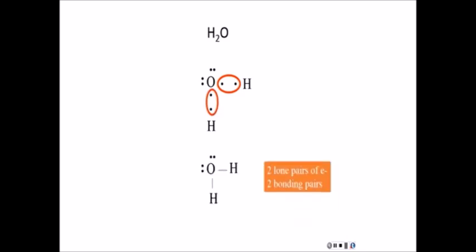Now let's take a look at water. We saw this before. We have an oxygen atom with 2 unpaired electrons. We have a hydrogen atom we can bring in to make a bond here, another one make a bond here, and then we wind up with our structure for the water molecule. 2 lone pairs of electrons and 2 bonding pairs.